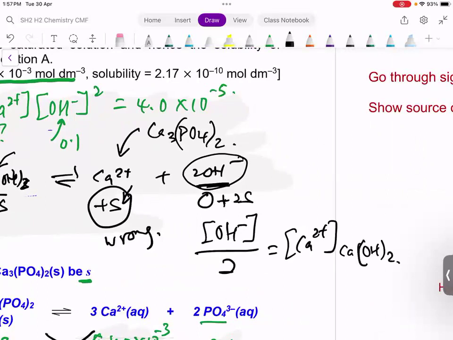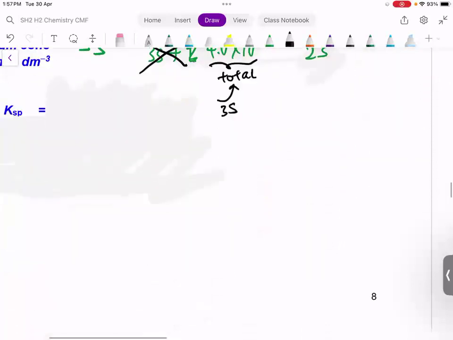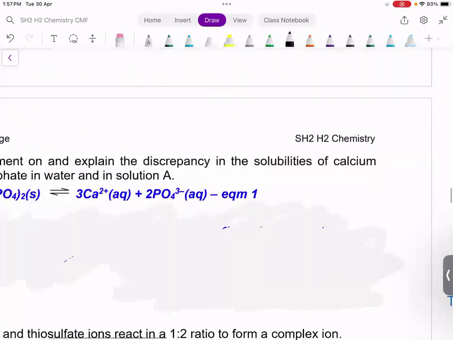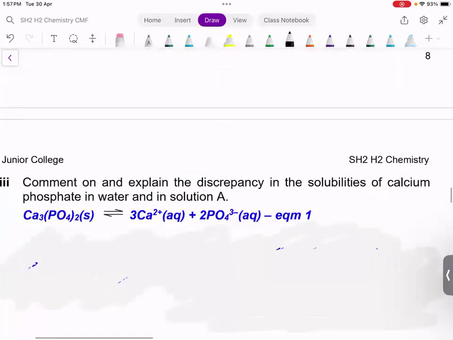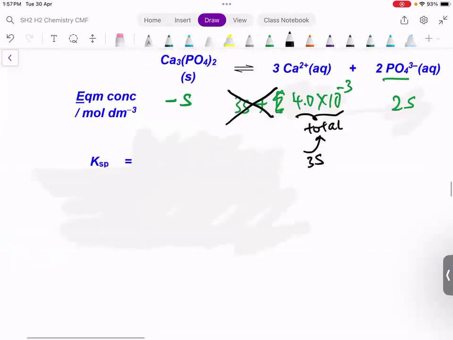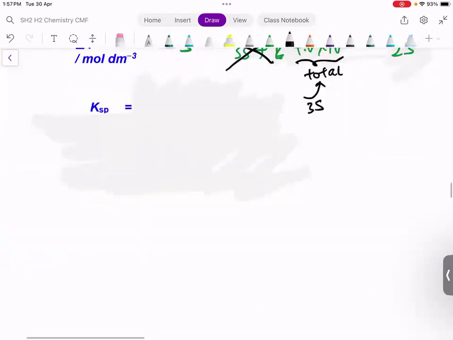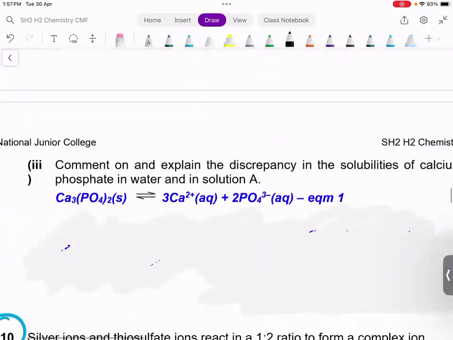Okay, I need you to recognize this. The calcium 2 plus that you have calculated earlier on must be larger than this value because it comes from two sources. Make sense or not? Okay, so let's look at the next part. This part settled, no issues.